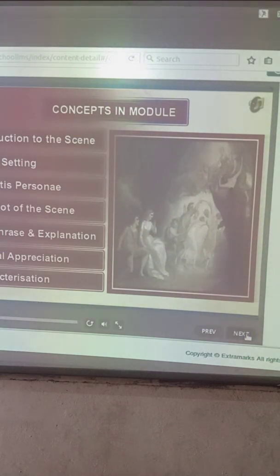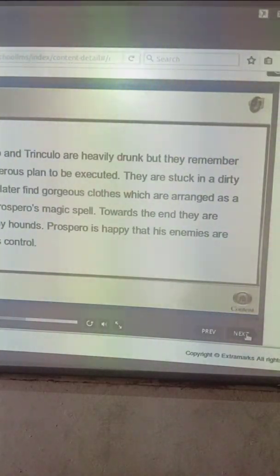critical appreciation, characterization. Stefano and Trinculo are heavily drunk, but they remember the murderous plan to be executed. They are stuck in a dirty pool and later find gorgeous clothes which are arranged as a part of Prospero's magic spell. Towards the end, they are chased by hounds. Prospero is happy that his enemies are under his control.